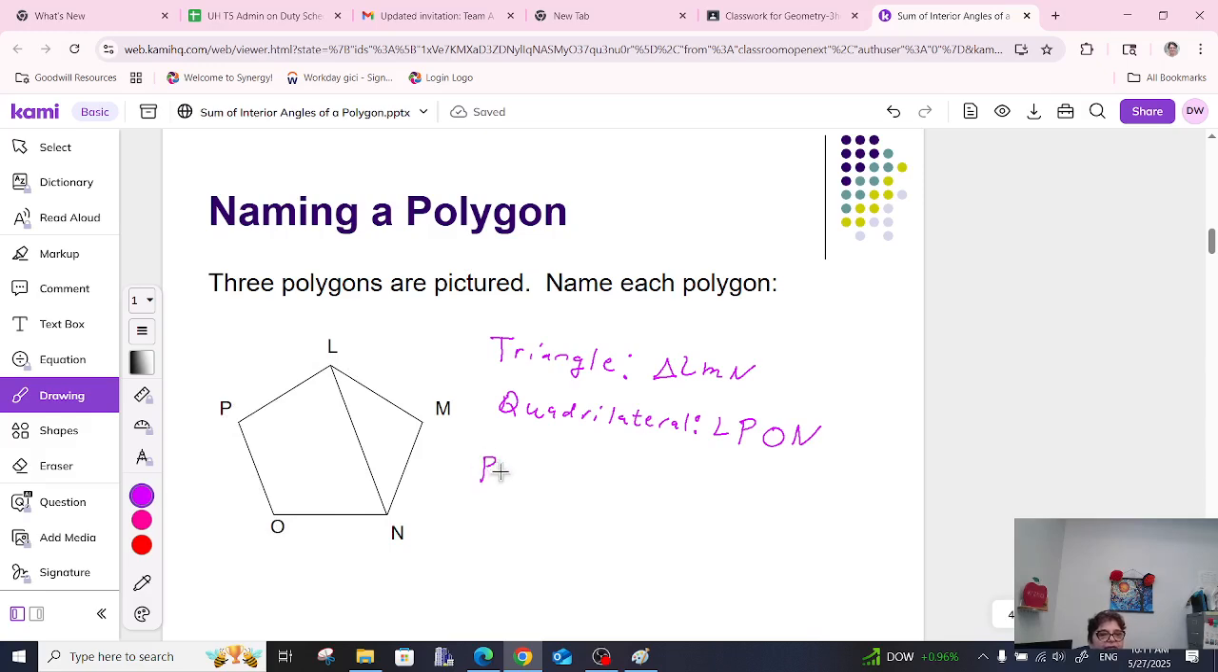How about the pentagon, which means five-sided? How would I label this one? If I start at L again, what would I do? L, M, N, O, P. Someone started doing this, L, P, O, and M. That would also work, as long as you're going around in order.